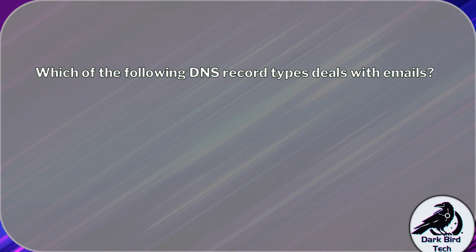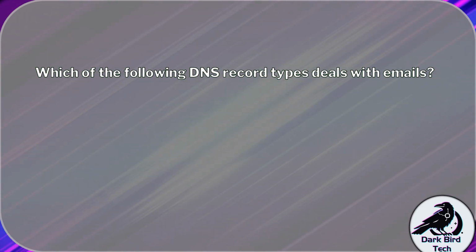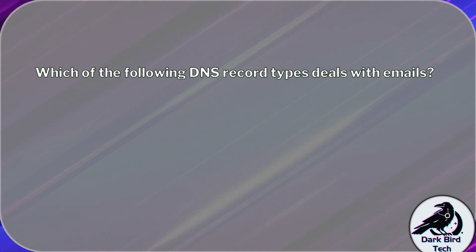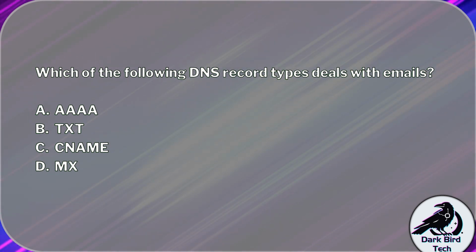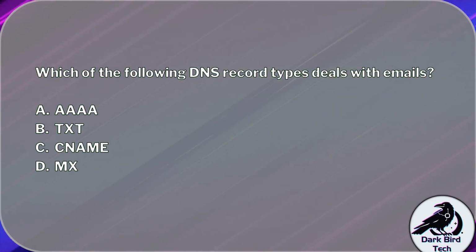Hopefully the one you're thinking about is going to appear, and if that does happen when you're in the exam, that's fantastic. You go with that. Trust your knowledge. But let's see the options anyway. And the options are quadruple A, TXT records, CNAME records, and MX records.